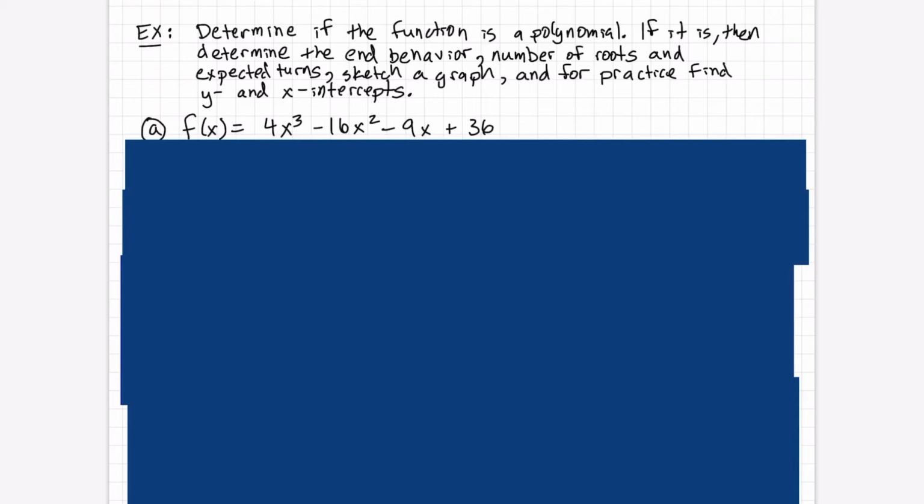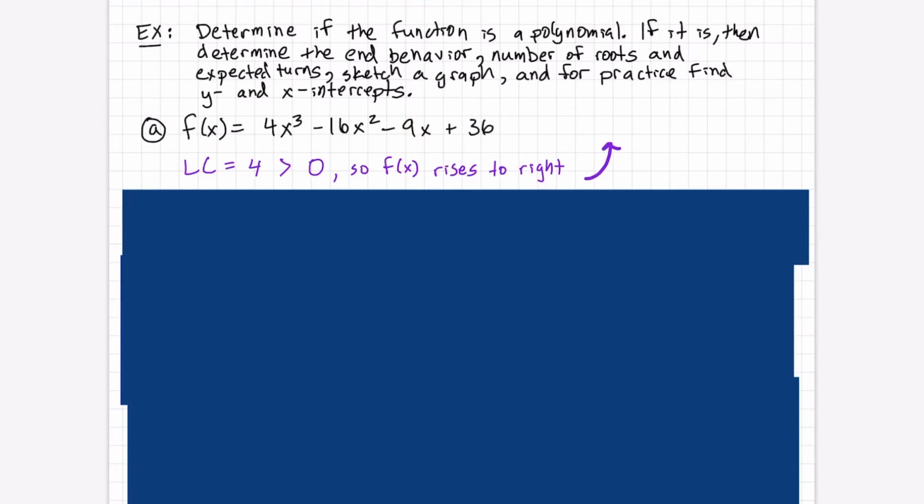So let's take a look at determining if the function's a polynomial, and then if it is, we'll determine the end behavior, the number of roots, and expected turns. We'll sketch a graph, and that's really it for the new material. But then just for practice, we're going to find the y and x-intercepts. So first, let's take a look at this function. f of x is 4x cubed minus 16x squared minus 9x plus 36.